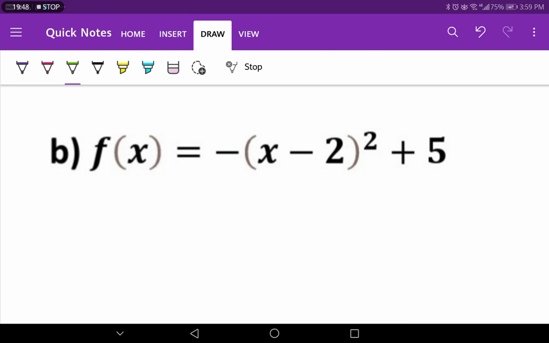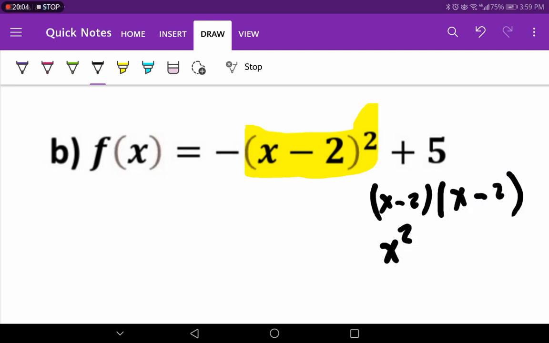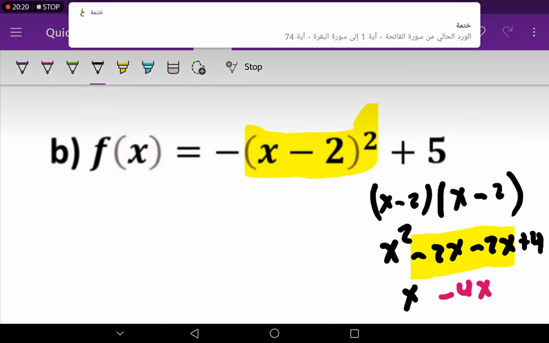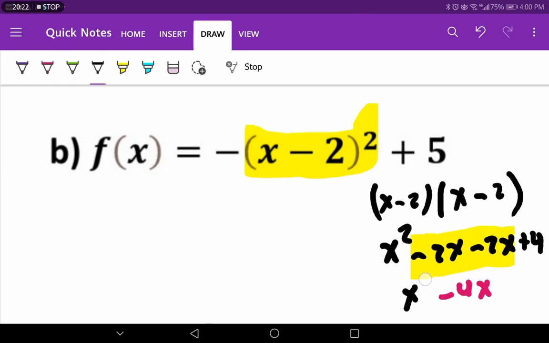Tell me now, what is the first step? Yes, we multiply x minus 2 by itself. Let us do it. x minus 2 by x minus 2, x squared. Yes, negative 2x plus 4. You know how. And then I join in the middle here. So it will be x squared, negative 4x, plus 4.